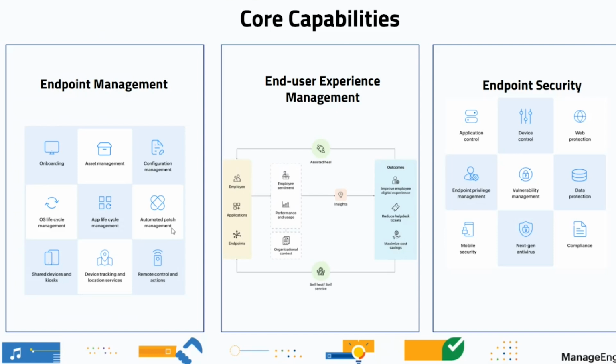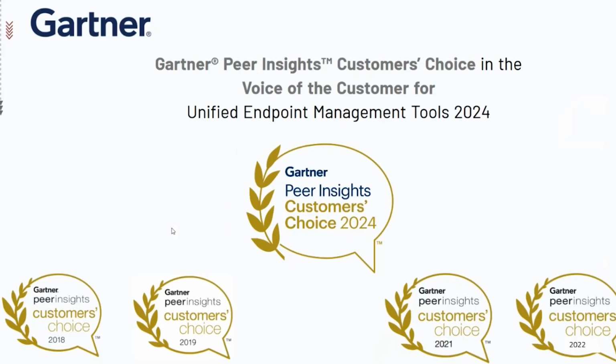Then we have a second category, which is end user experience management. You can get insight into what is happening on the device, and you can perform metering for software, to name a few. The third category is endpoint security. In endpoint security, you can perform vulnerability management, application control, and mobile security. These come under endpoint security. And we have been recognized by Gartner, and that has been the case for the past few years.